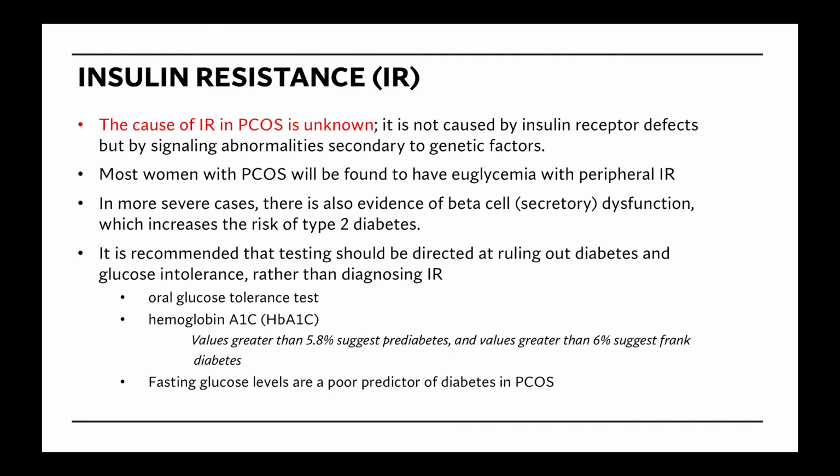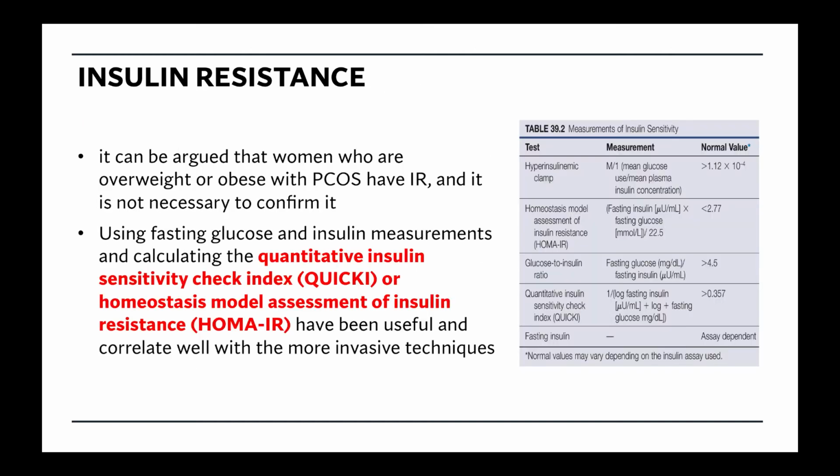Now, how do we do this? The most recommended test is the oral glucose tolerance test, or the 75 gram OGTT. An alternative would be to use hemoglobin A1C. Values greater than 5.8% suggest prediabetes and values greater than 6% suggest frank diabetes. Fasting glucose levels are a poor predictor of diabetes in PCOS, and therefore this is not recommended as a screening tool for diabetes mellitus or glucose intolerance.